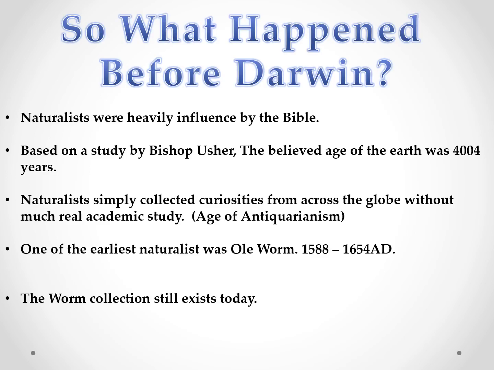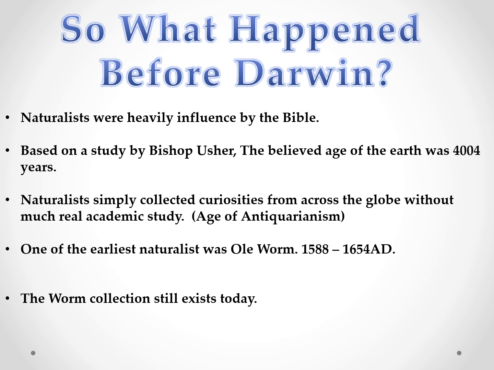So what happened before Darwin's revolutionary work? Most naturalists at the time were heavily influenced by the Bible. In essence, most scientific and naturalist studies at the time were seeking to prove the historical accuracy of the Bible. This was based on a study by Bishop Ussher, and the believed age of the Earth was 4,004 years old, right? And this really smacked in the face of Darwin's thoughts on evolution, because in order for his theory of evolution and natural selection to work, he needed this concept of immense time, right?